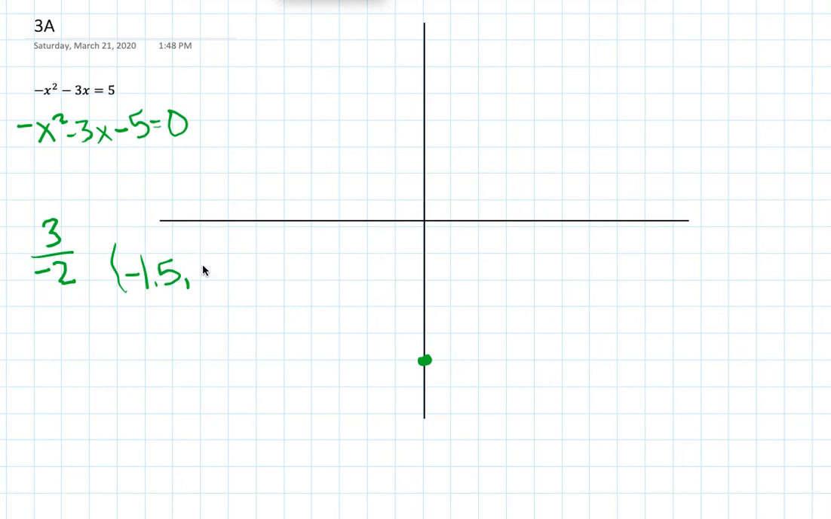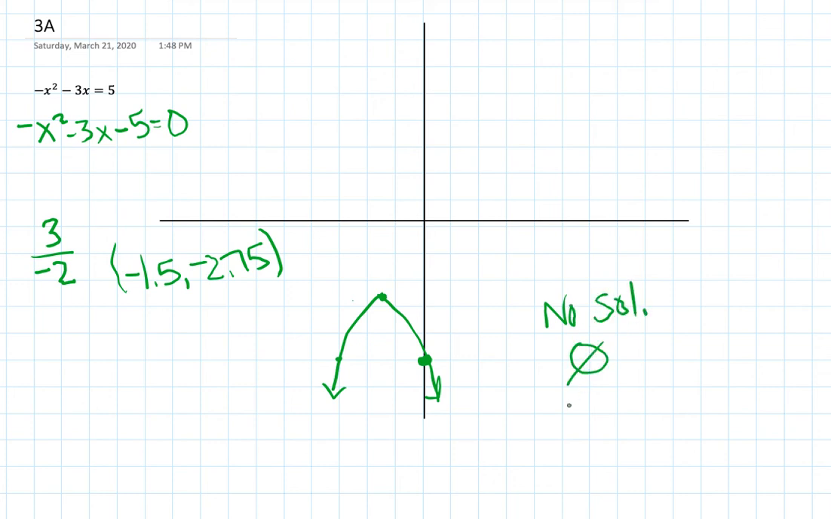So I plug in that negative 1.5, and I end up with negative 2.75. So when I do that, I get something like right here for my vertex. I know it's opening down, and so it looks like it's gonna be something like this. But the point is, it will never ever cross your x-axis. So you have 0 solutions. So you have no solution, or you can write the symbol like this. Okay, so there's no real solution on this one.